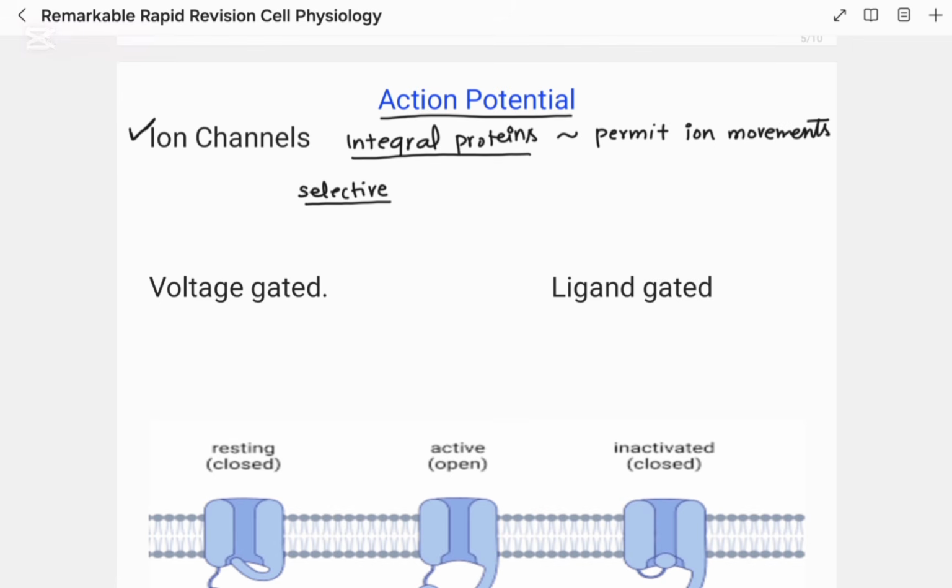Not even for the charge but also for the size. So sometimes these channels may be open and allow the movement, and other times they are closed, so no ions or no movement of the selective charge or selective particle.